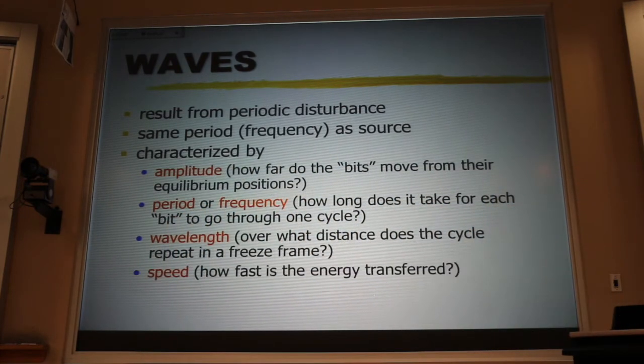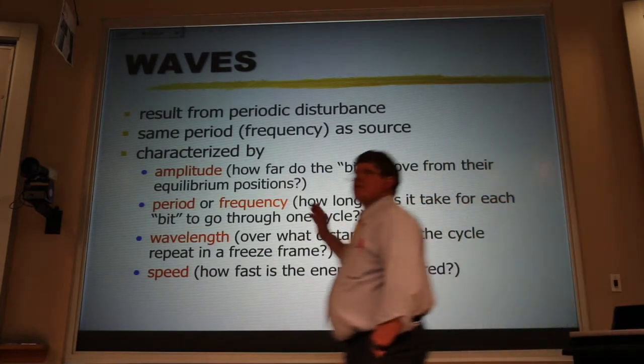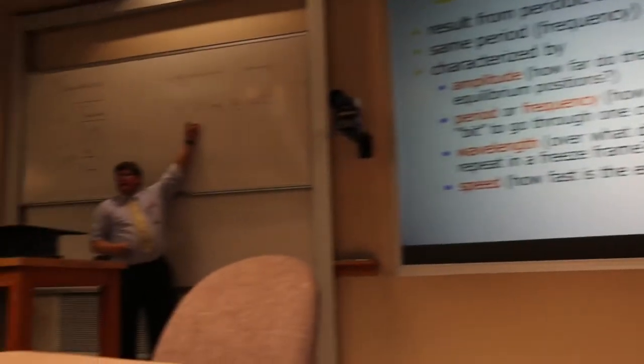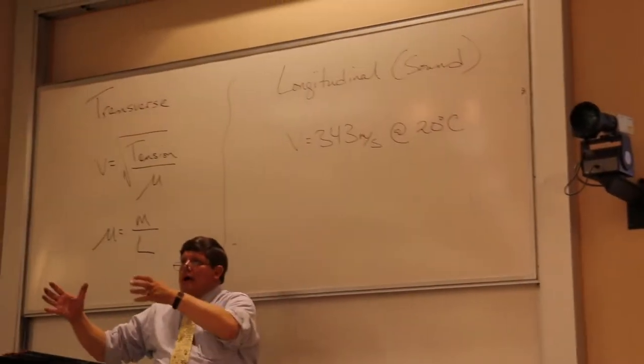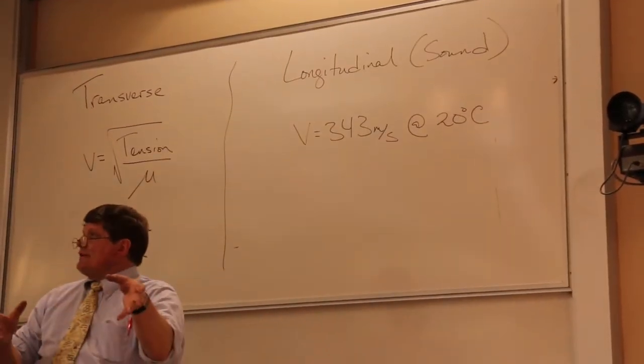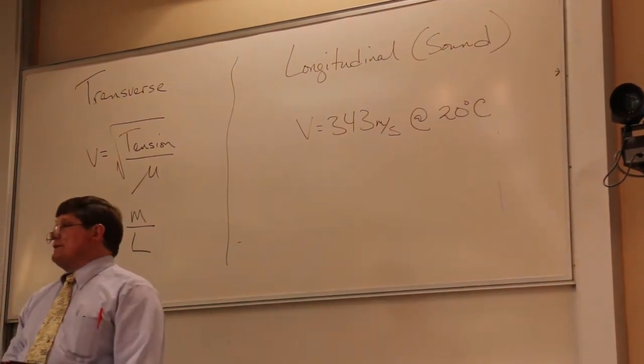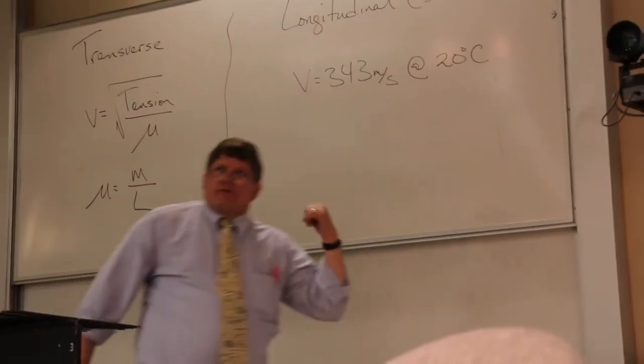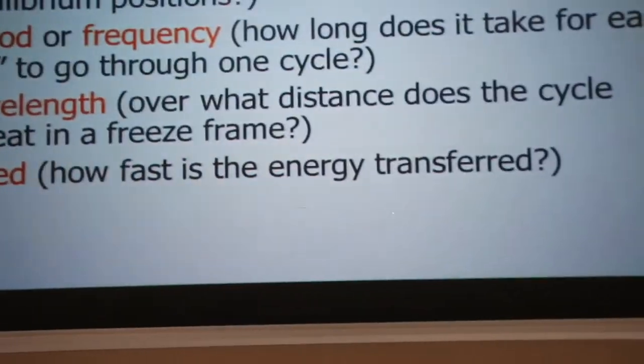And finally, the speed. Folks, it shouldn't surprise you that the speed of a transverse wave is given by this formula right here. And the speed of a longitudinal sound wave is given by this value right here. If a wave is just a series of pulses, well, the wave's going to travel at the same speed that the pulses are traveling. The pulses make up the wave. So this result we derived last time is still good.